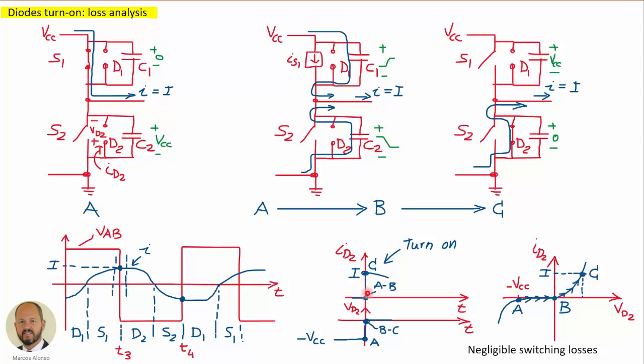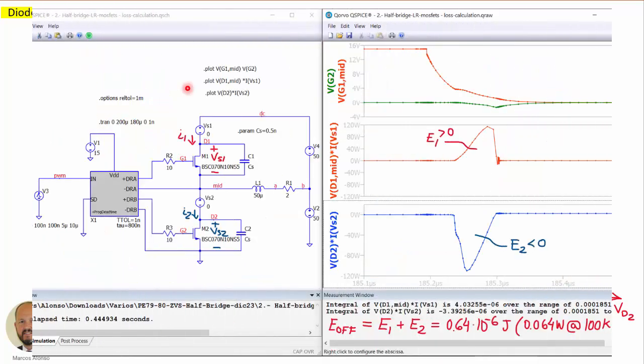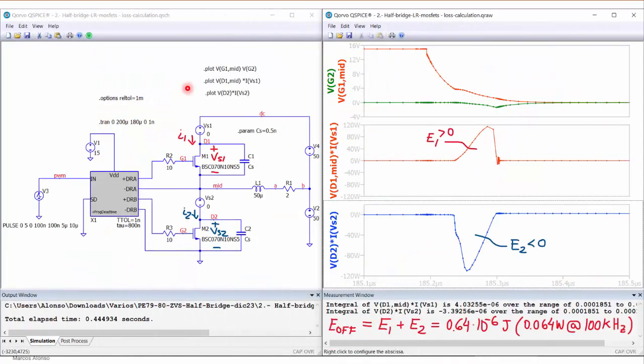So this corresponds to this interval here. And we know that diodes are very good starting conduction, so we are going to have negligible switching losses. Let's do now an analysis of the losses by simulation, and for this we are going to measure the instantaneous power here in device M1, including the external capacitor. So we are measuring the voltage Vs1 and the current entering here, and same thing for transistor M2.